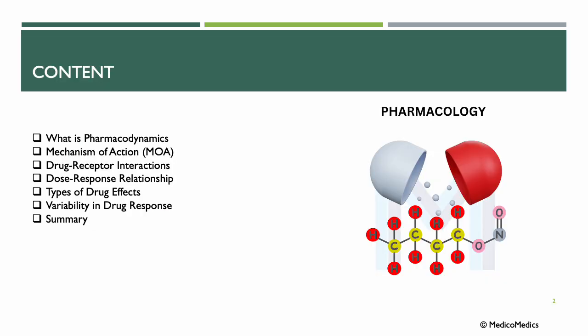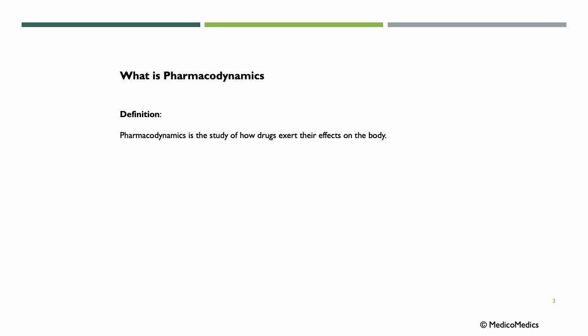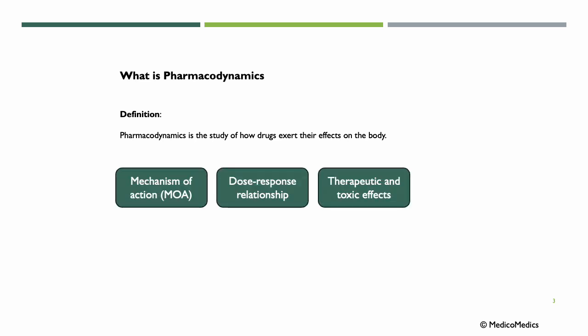In this lecture, we will begin with an introduction to pharmacodynamics. We will discuss important concepts like mechanism of action, drug-receptor interactions and relationship, types of drug effects, variability in drug response, and as always, end with a summary. Now, pharmacodynamics is the study of how drugs exert their effects on the body, and we will cover three main areas here. We will discuss mechanism of action, dose-response relationship, and therapeutic and toxic effects.